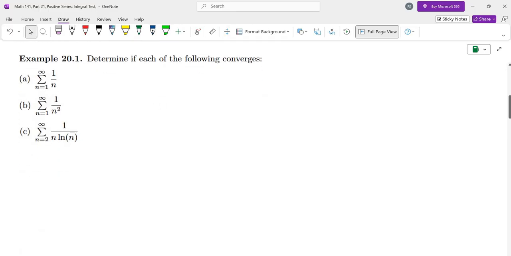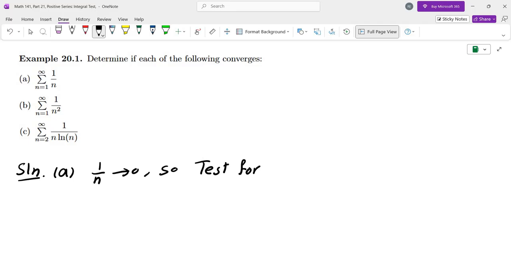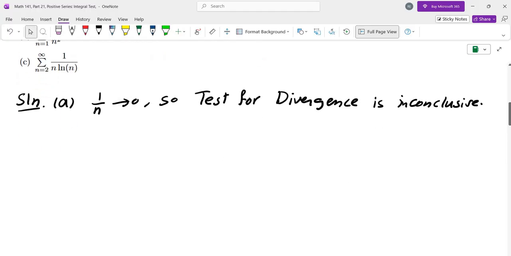Determine if each of the following converges. So let's try and solve this problem. The first part is the sum of 1 over n. So far we have learned one test, and that is the divergence test. The test for divergence cannot be used here because 1 over n approaches 0. So the test for divergence is inconclusive. So we'll use the integral test.